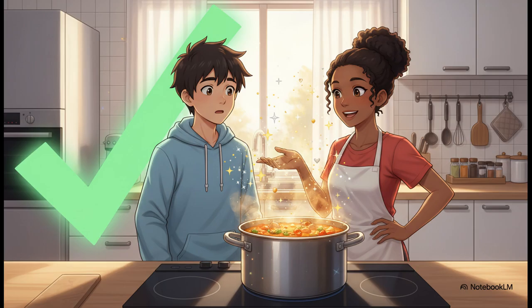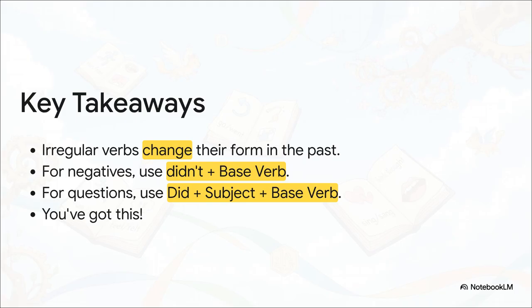Excellent work. So, let's do a super quick recap. Number 1, irregular verbs are just rebels that change their form. Number 2, for negatives and questions, your magic formula is to use didn't or did plus the simple original base verb. And number 3, and this is the most important one, you've absolutely got this.